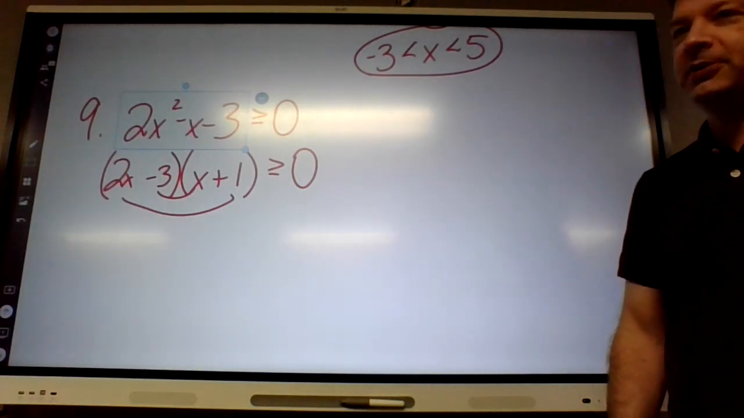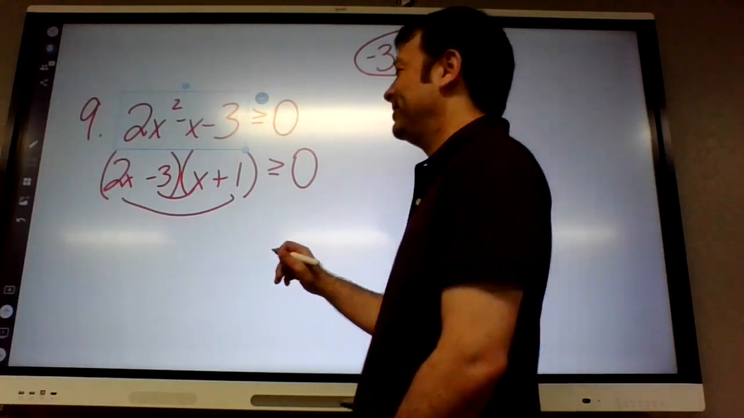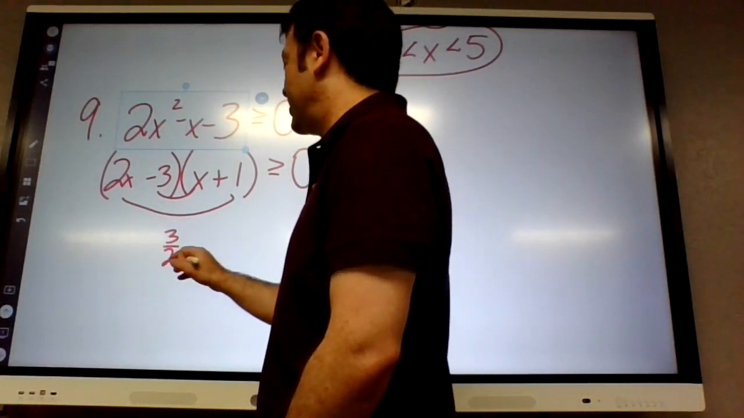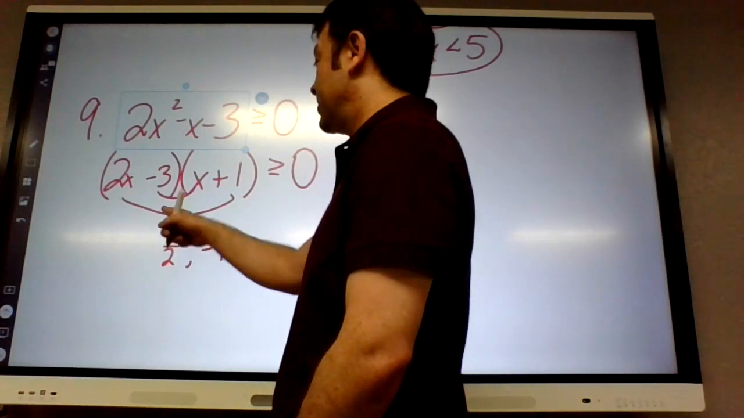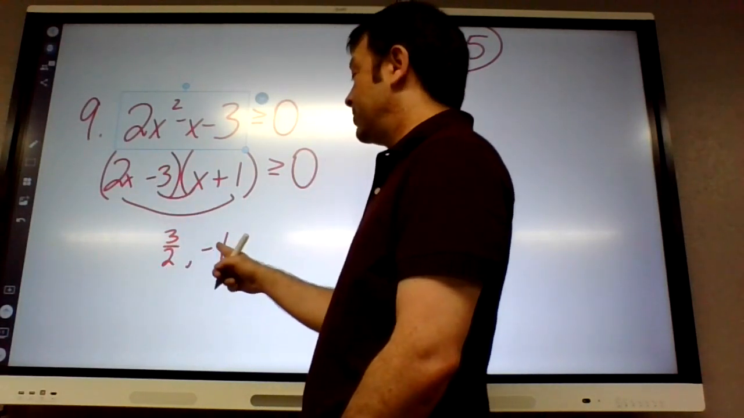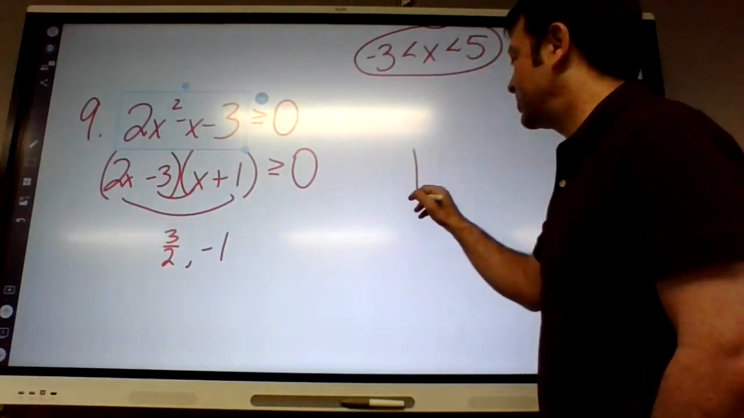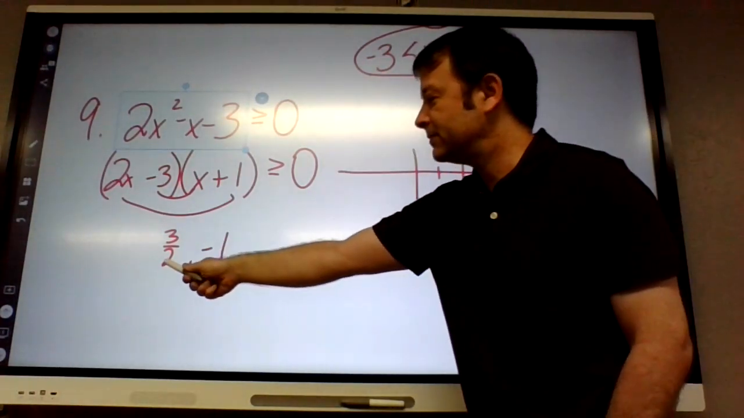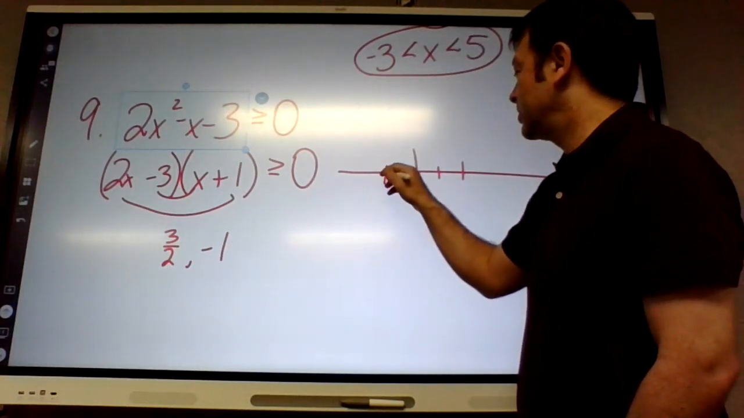If you really had to, you could use the quadratic formula to do this. It'd be a lot of extra work, but either way you should get the same answer. You should get 3 halves and negative 1. So that's the zeros of the function, where it's crossing the x-axis: 1.5 and negative 1.